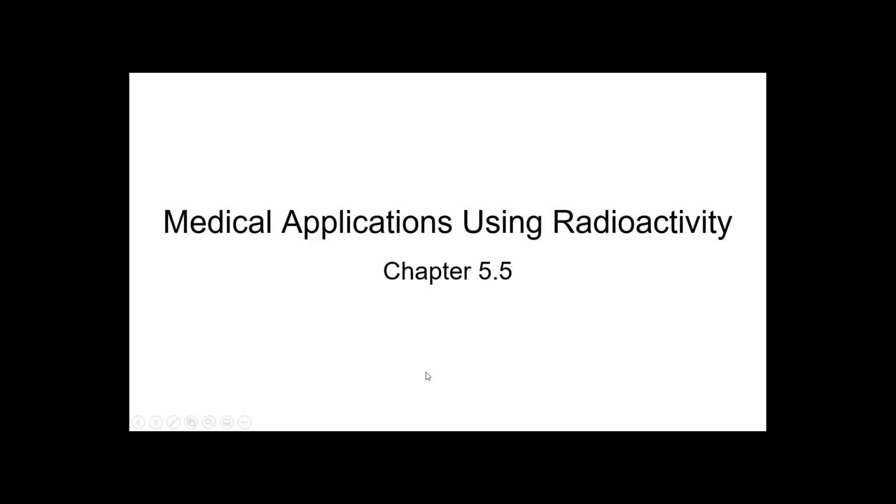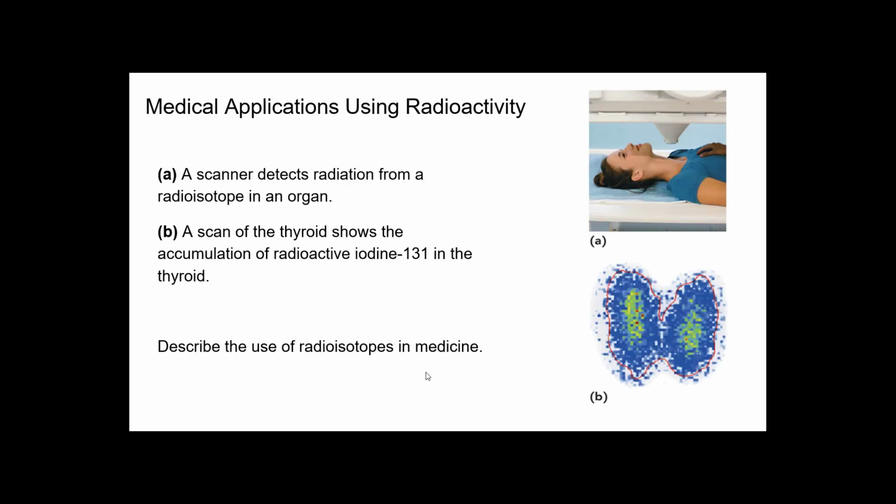Hi class, so this chapter is chapter 5.5. We're going to look at some medical applications using radioactivity, radioisotopes. So if you look at this first picture here, this is a woman laying down and there is a scanner over her neck. She has a radioisotope in a specific organ and the scanner is picking up the radiation. From there, there's instrumentation and an image of the organ will be projected and they can determine what's going on with that. So this is how we use radioisotopes in medicine.